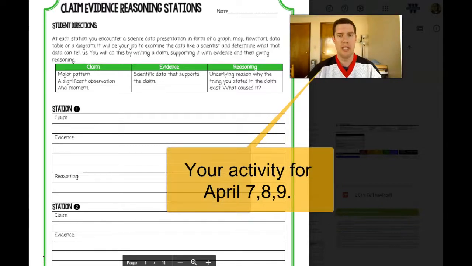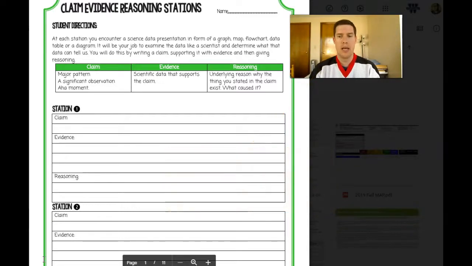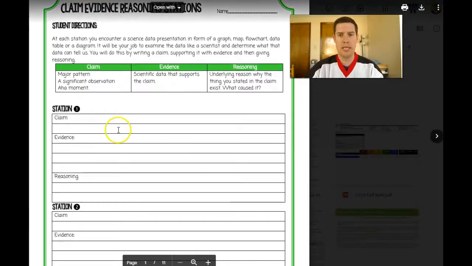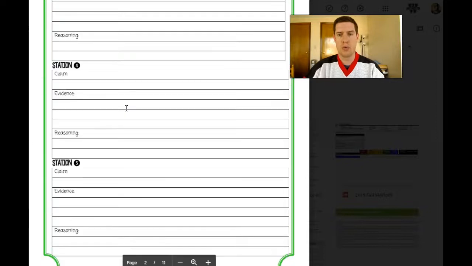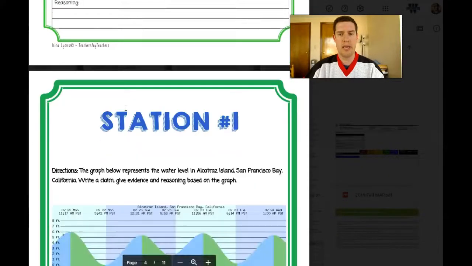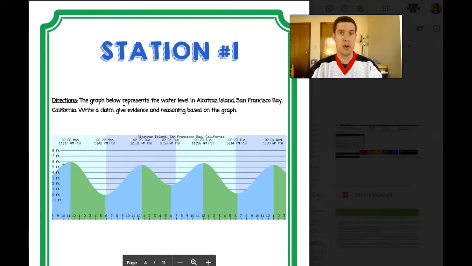We're calling this a claim evidence reasoning packet. And what you'll see here, of course, is what I'm going to share with you. You've got a couple pages that are here for you to write your claim, your evidence, and your reasoning. But when you scroll through these 3 pages, you get to what they're calling stations.